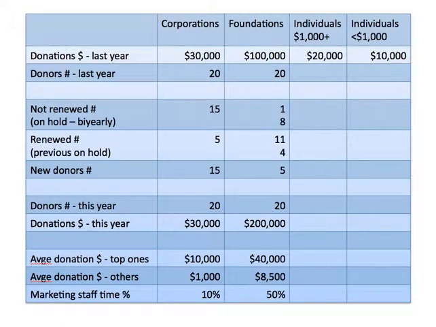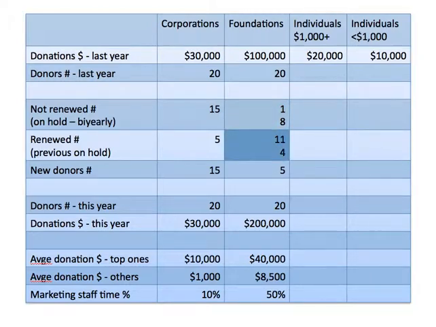Now let's look at foundations. Most are very loyal and there is minimal churn. Even though 20% of the donations come from one foundation, the other foundations are very generous. Since many foundations operate in a 2-year cycle, they cannot be counted as either renewed or lost, but rather on hold. One foundation was lost because it didn't renew after 2 years.